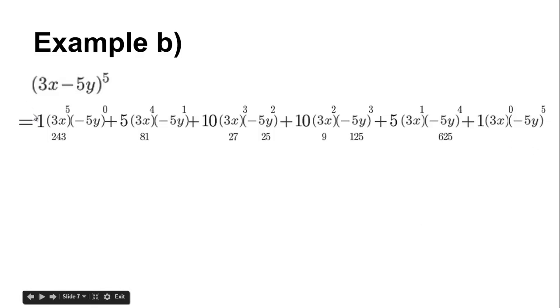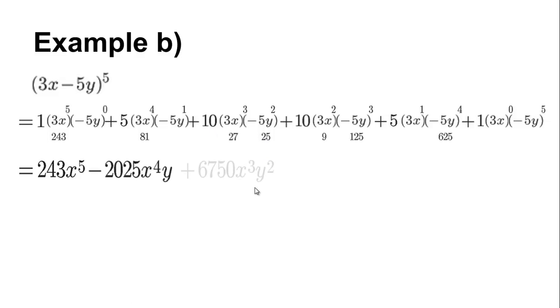And just multiplying them, we get 1 times 243 times 1, which is 243, and then x to the 5 is the variable part. 5 times 81 times 5 times negative 5 is negative 2025. We got 4 x's and 1 y. 10 times 27 times 25 is 6,750. 3 x's and 2 y's.